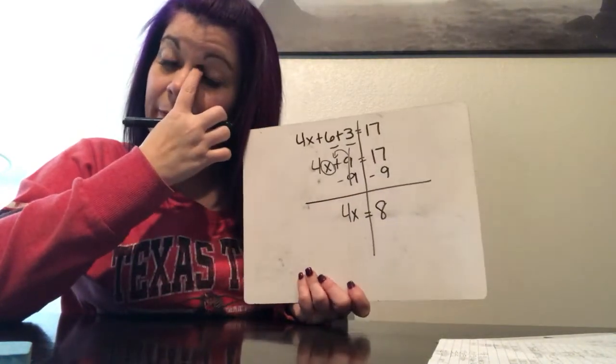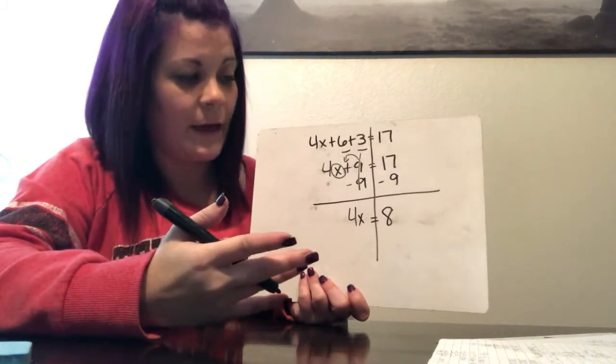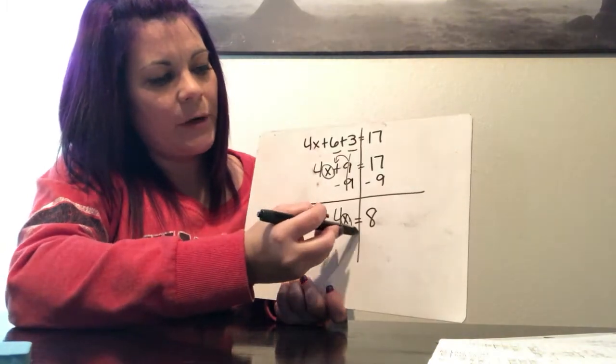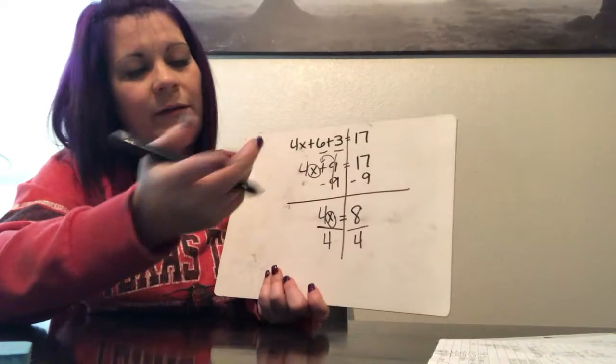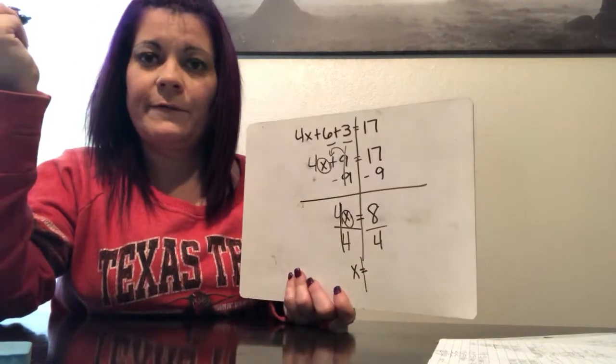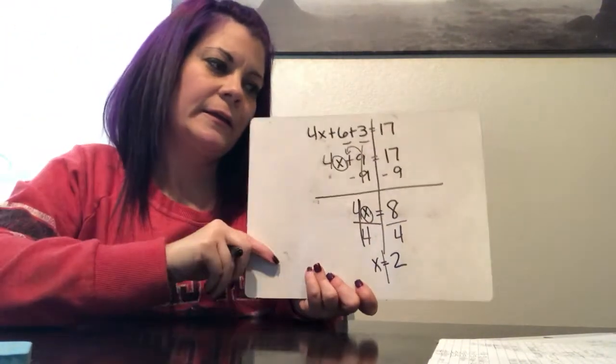Now we have a one-step equation. There's no more addition or subtraction, so we know we're going to multiply or divide. It's multiplication in between the variable and the number, so we're going to divide both sides by 4 because that's the number we need to get rid of to isolate the variable. So 4 divided by 4 is just 1x. And then 8 divided by 4 is just 2. So x equals 2. Okay? Let's do another problem.